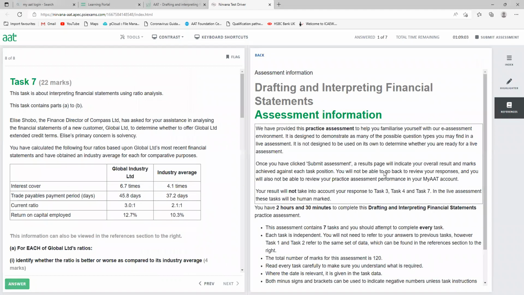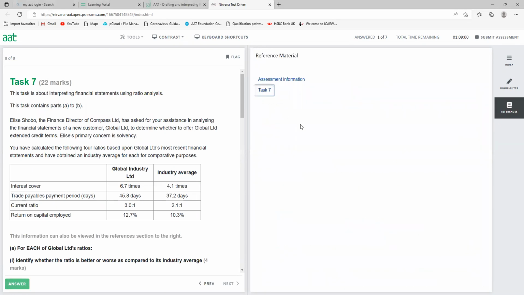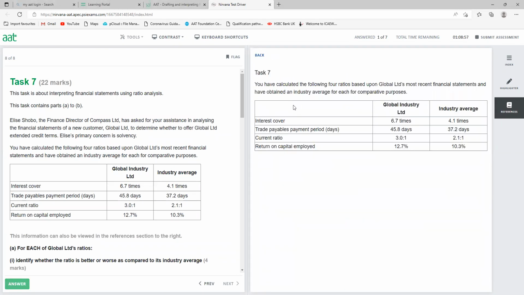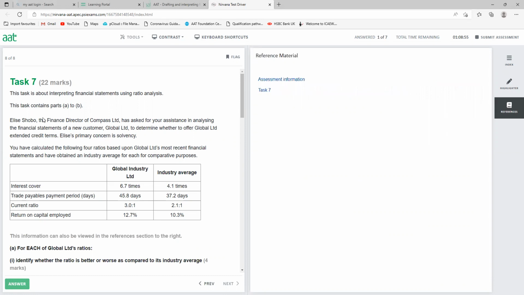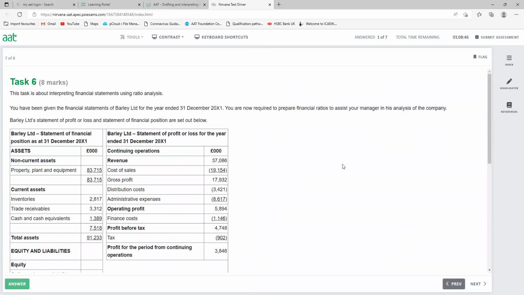And we always look at the question from here if you like to see. All right. So it says this task is about interpreting the statement of financial position. It's number 6, 7, isn't it? Let's have a look. What is the number 6? Didn't do number 6. Yeah, that's number 6.